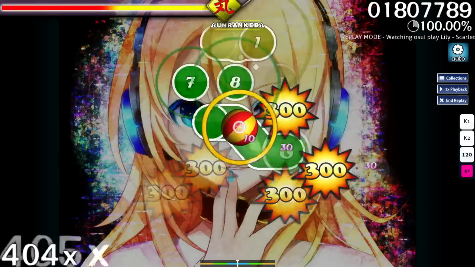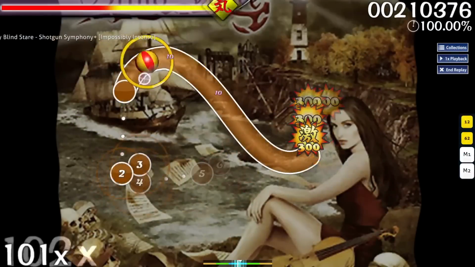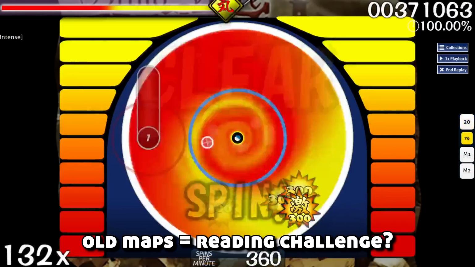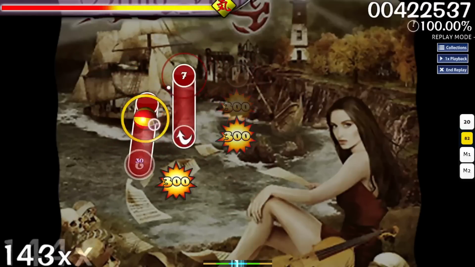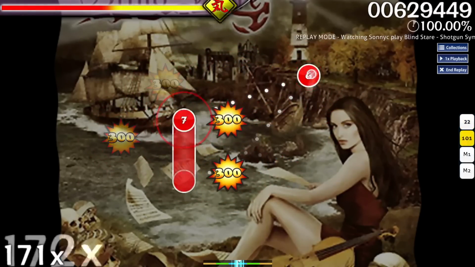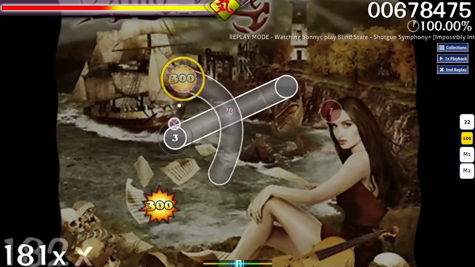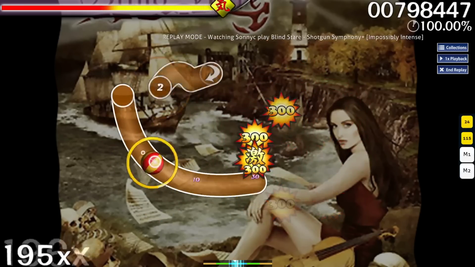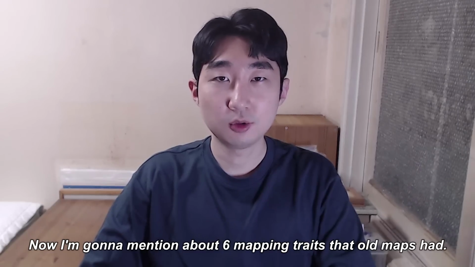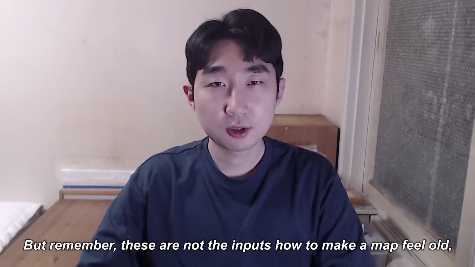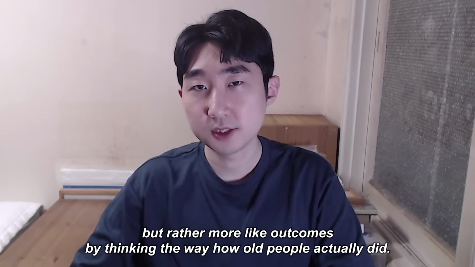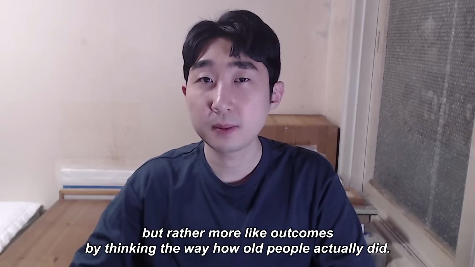One of the biggest misunderstandings about old maps is that people think they were meant to be a reading challenge, but in fact it was the complete opposite. Readability was everything. Old mappers obsessed over making sure every pattern could be clearly followed. If players couldn't read it, there was a belief it was undoable. Now I'm gonna mention 6 mapping traits that old maps had, but remember, these are not the inputs for how to make a map feel old, but rather outcomes of thinking the way old mappers actually did.